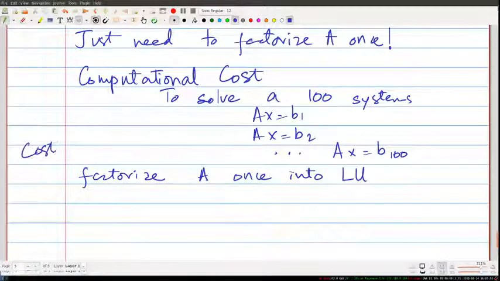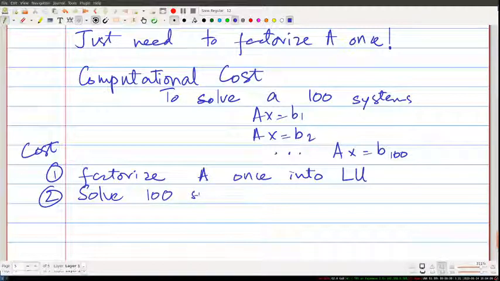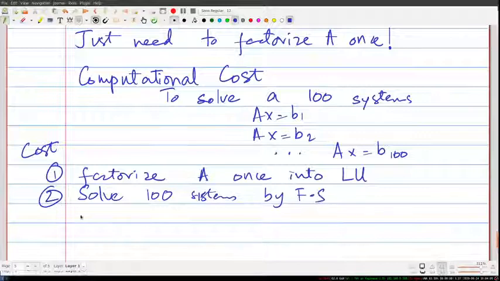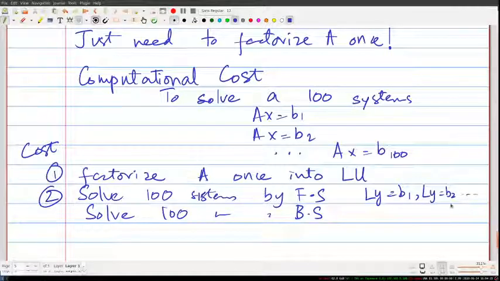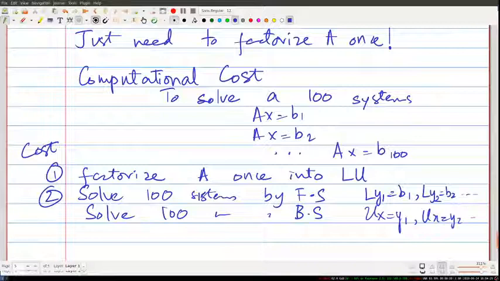So this is my first cost, and the second cost is then to solve 100 systems by forward substitution, and then solve another 100 systems by backward substitution. So you'll be doing Ly = b1, Ly = b2, and so on, and then you will be doing Ux = y for each of these different ys. So let's call this y1, y2.